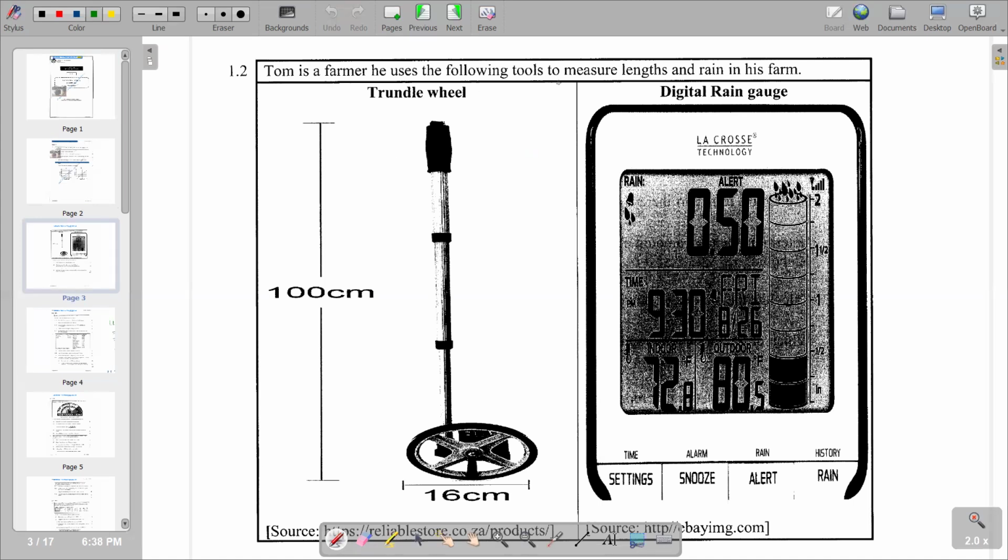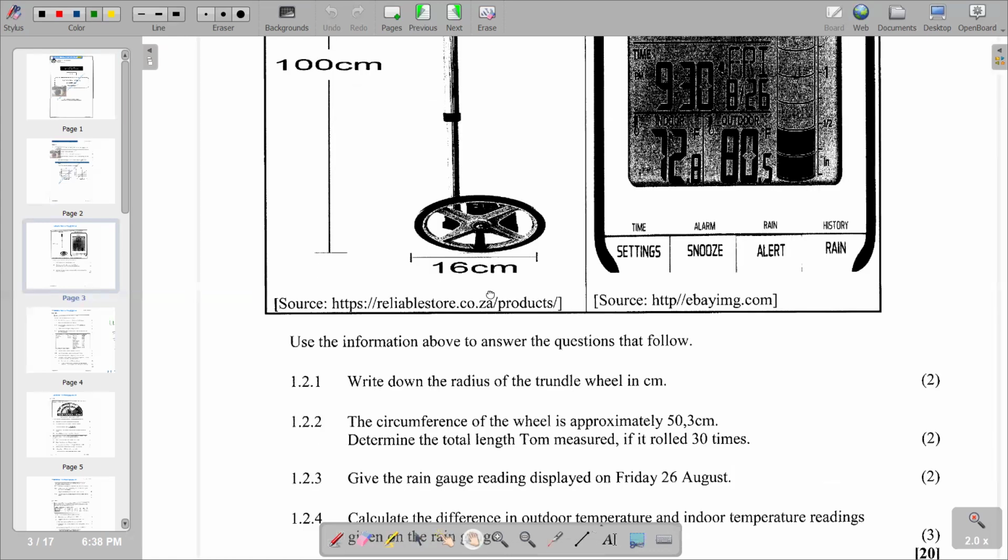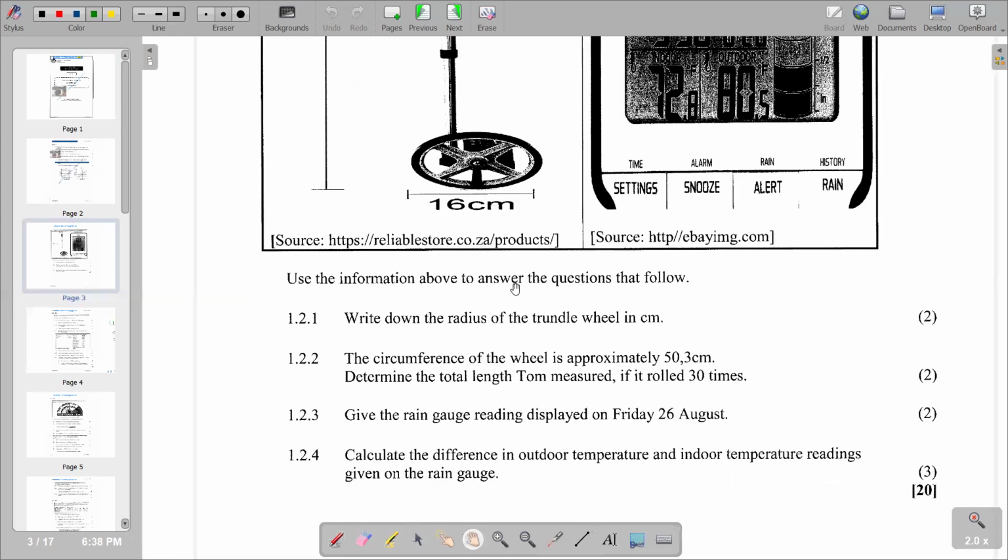He uses the following tools to measure length and rain on his farm. So we've got the trundle wheel, and we've got the digital rain gauge. So I believe that now that's where we've got the questions. And the first question: use the information above to answer the questions that follow. 1.2.1, write down the radius of the trundle wheel in centimeters.